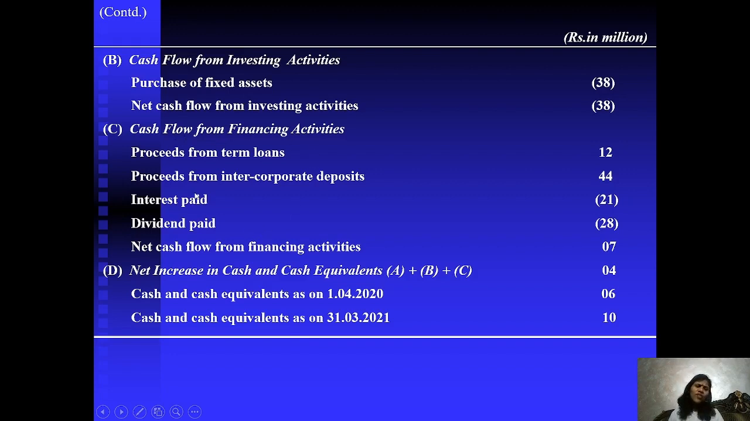Here your corporate deposit, dividend paid, interest paid, all the cash items related to the finance department, will come in your financing activity. So if you add, the increase in cash and cash equivalent is your ABC. The cash equivalent at the starting period and ending period you have to write. So this is the total about cash flow.